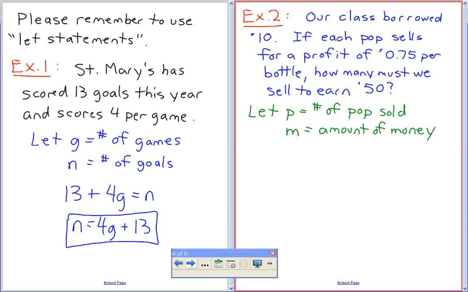Now, no one actually asked this, but I'm thinking of the questions. Let's say I use X and Y, is that okay? Yes. Let's say I use A and B. Let A be the amount of pop and B be the amount of money. Yes, that's fine. John's equation was 13 plus 4x equals n, and he had X to be the number of games. Perfect. That's why you have to tell me your let statement, because that lets me know what the variables actually mean.